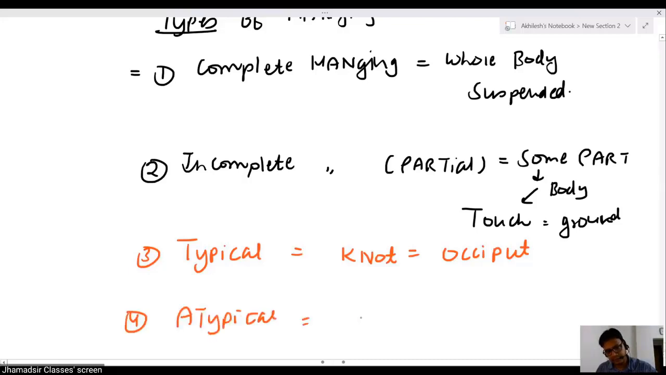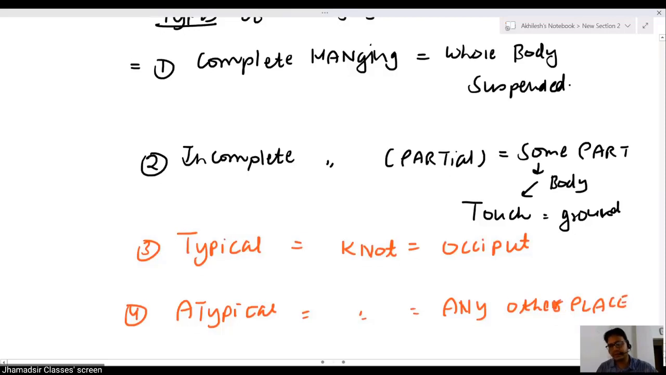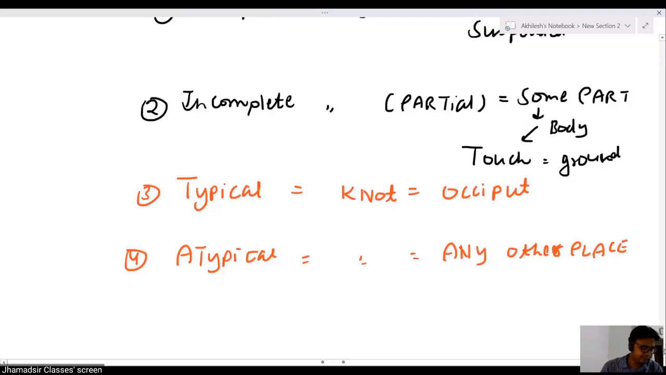If the knot is not at the occiput but at any other place, this is an atypical hanging.